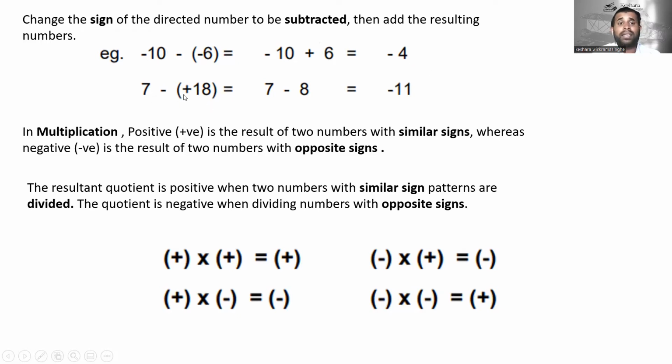Then 7 minus plus 18. So minus into plus is minus. So 7 minus 18, the answer is -11.